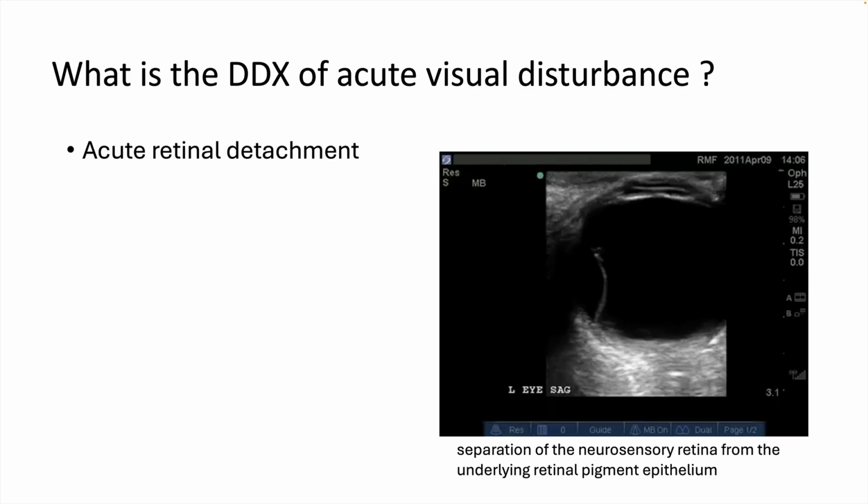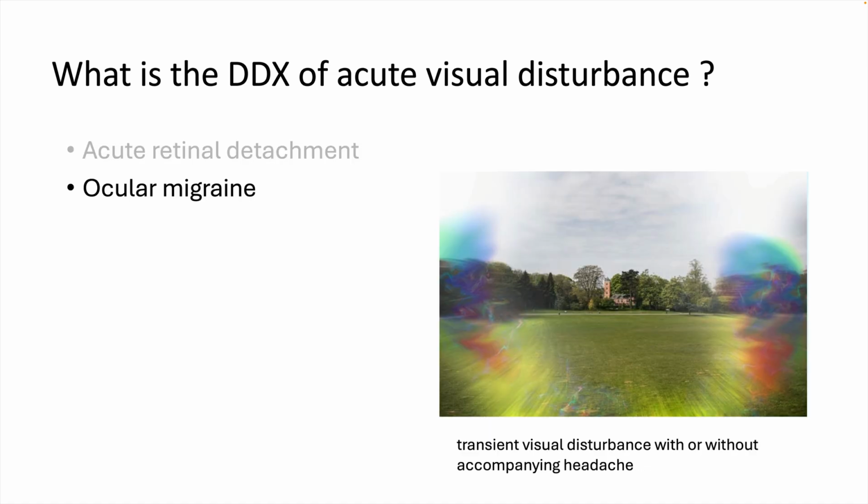This patient has an acute retinal detachment, which is defined as a separation of the neurosensory retina from the underlying retinal pigment epithelium. An ocular migraine is a transient visual disturbance with or without an accompanying headache.